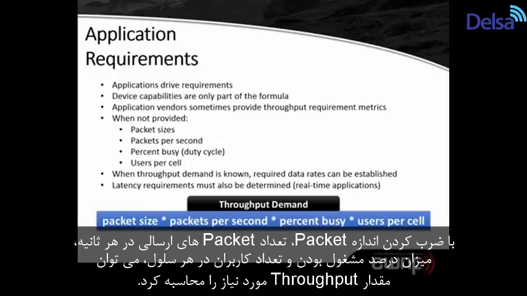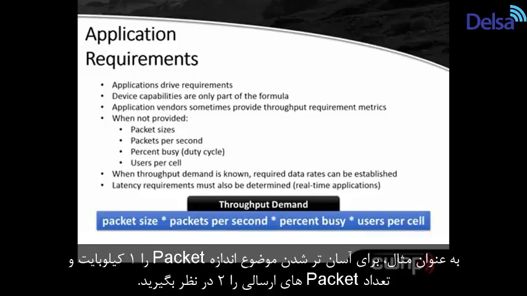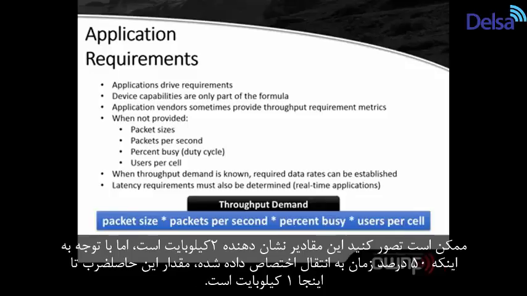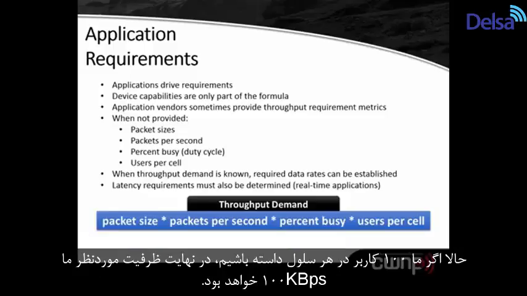So the throughput demand can be calculated by taking the packet size, multiplying it times the packets per second, and multiply that by the percent busy times the users per cell. So for example, if my packet size is 1 kilobyte, to make it nice and simple, and I'm going to send out 2 packets per second, you might say that's 2 kilobytes. But the reality is I may only be busy 50% of the time, so I'm back down to 1 kilobyte. And then if I have 100 users in the cell, then I need 100 kilobytes per second.